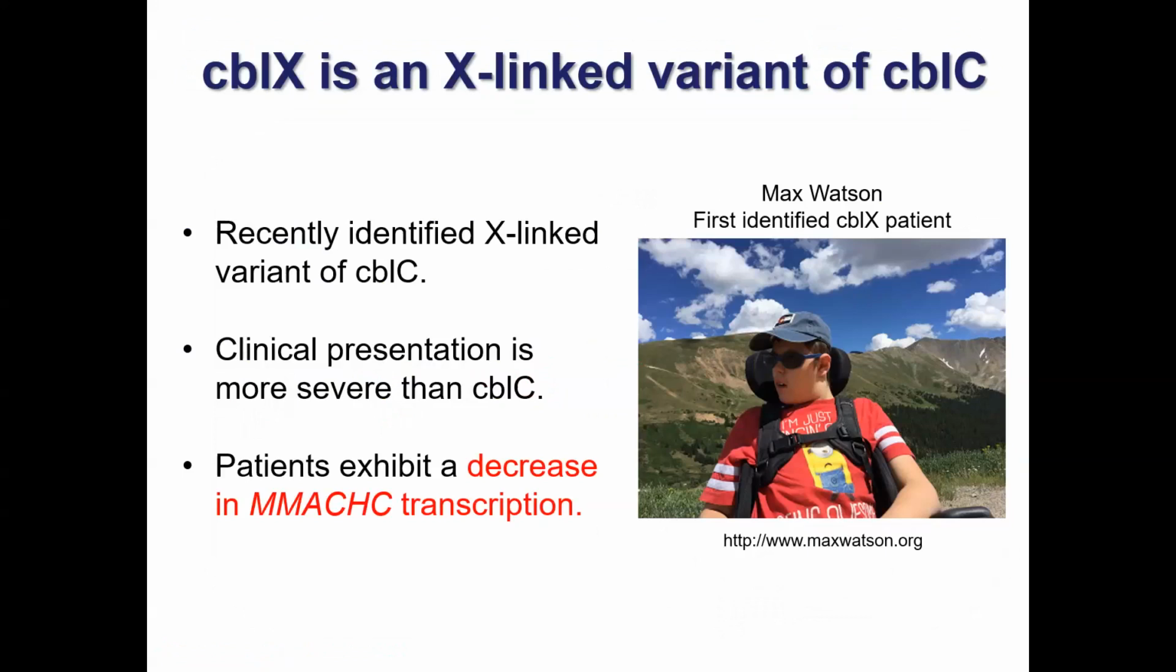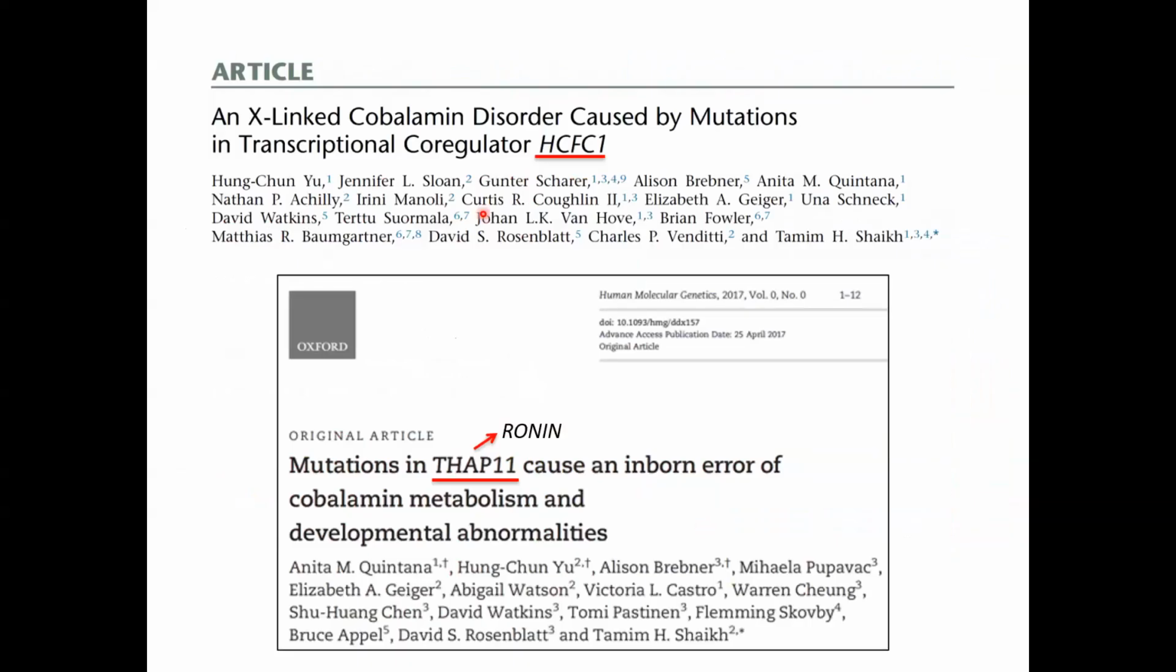So that was the first gene that was identified for that disease. Recently, there was an X-linked variant of the disease called cblX. These patients, although they have a very similar cobalamin deficiency disorder, do not have mutations in Mmachc, but rather in other genes whose products control the expression of Mmachc. I will explain that in a bit. These two new genes that were identified by human geneticists are HCFC1 and THAP11, also known as Ronin, and from now on I'll be calling it Ronin.